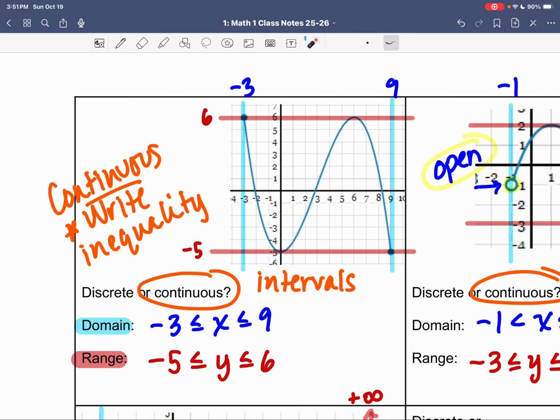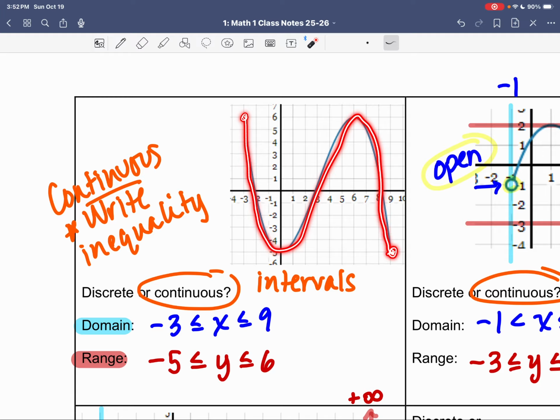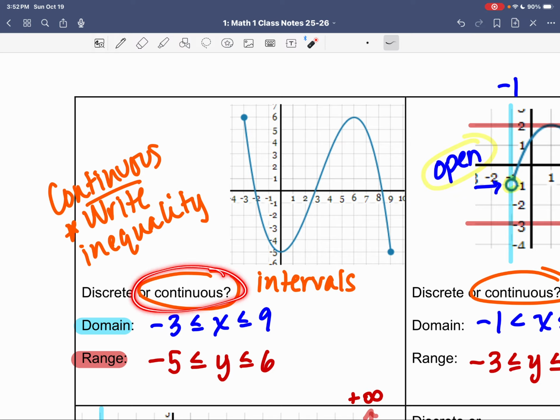So for this, I'm going to go through and erase some of these just so it doesn't look as overwhelming to begin with. There you go. All right, so for this, we're looking at continuous, and the reason it's continuous is because you have a point here and then it stops here. So this is considered continuous. So we're going to write this using intervals and inequalities.